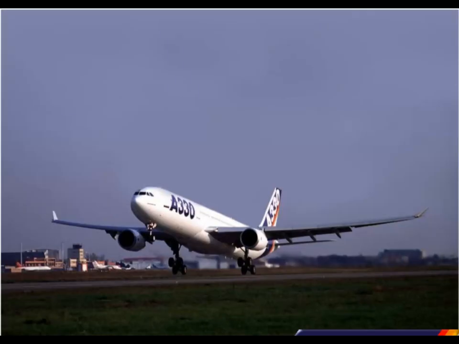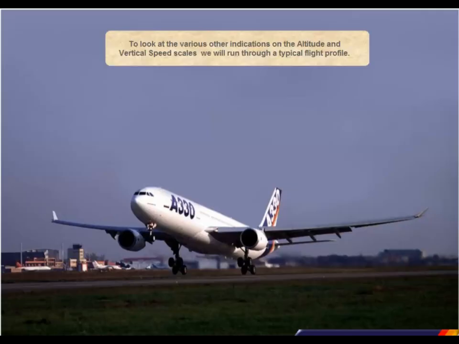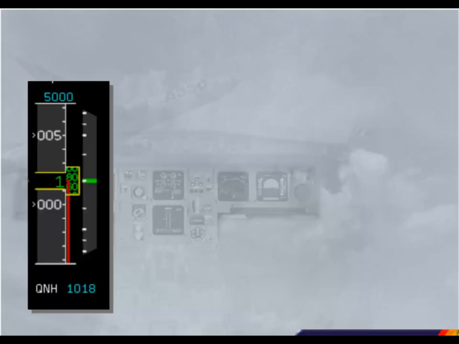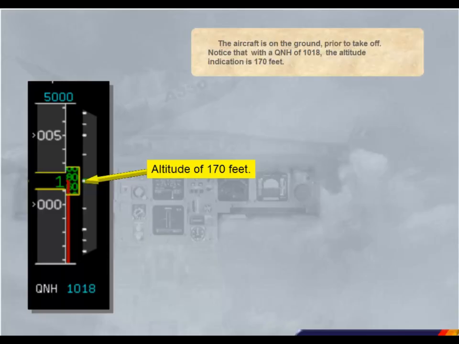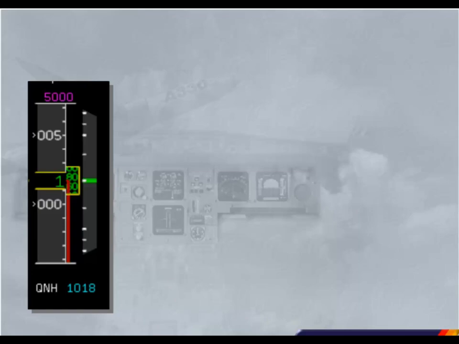To look at the various other indications on the altitude and vertical speed scales, we will run through a typical flight profile. The aircraft is on the ground prior to takeoff. Notice that with a QNH of 1018, the altitude indication is 170 feet. If there is an altitude constraint set in the FMGES, then this will be shown by a magenta target altitude. In the example shown, the constraint altitude is 5,000 feet.